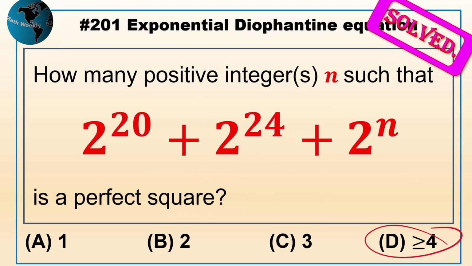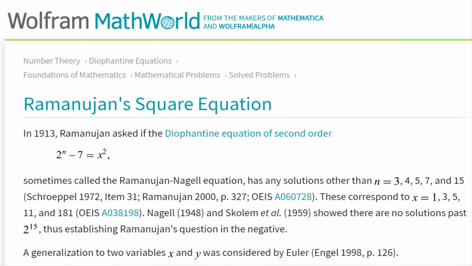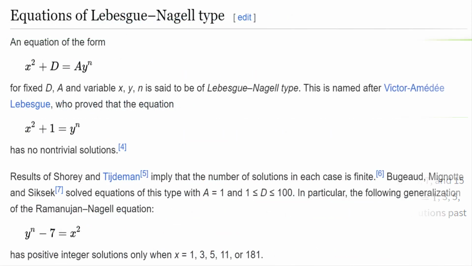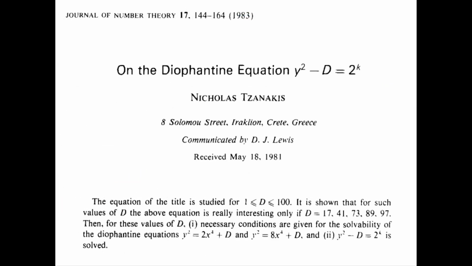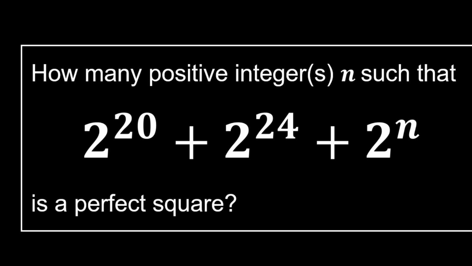Although we obtained the answer to this problem, we still wonder how many solutions it can have. There has been some discussion inspired by the Ramanujan square equation, which is known to be a special type of equation that attracts researchers' interest. This Diophantine equation of the form y squared equals 17 plus 2 to the power of k was solved in 1981, and it was shown that there are only 4 solutions. Our question is slightly more than this form, as n can be less than 20.